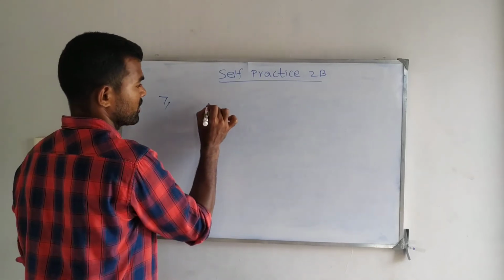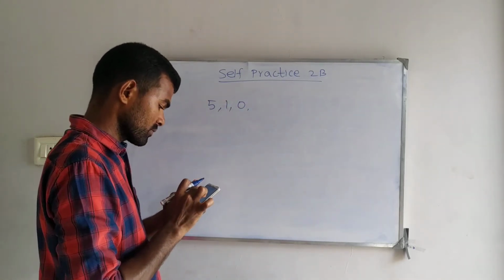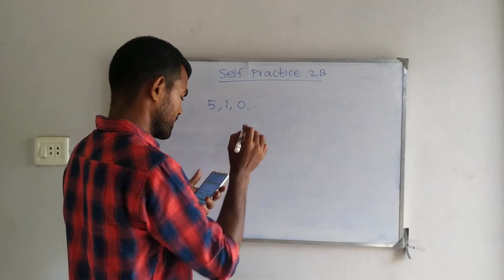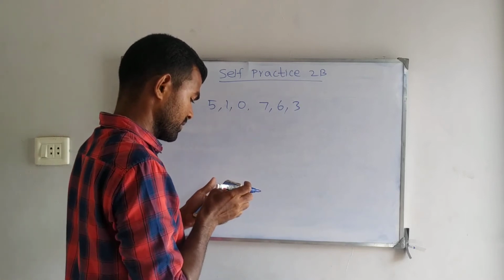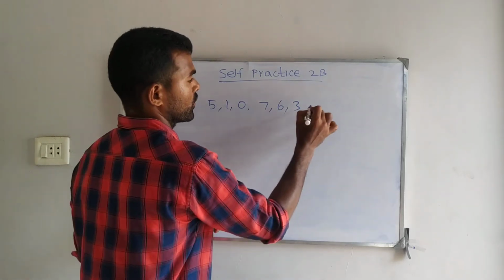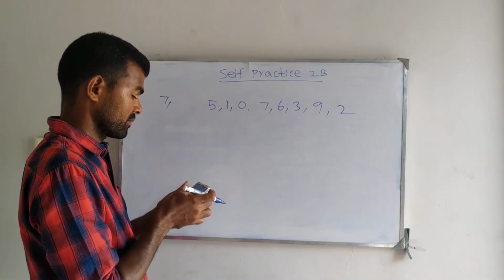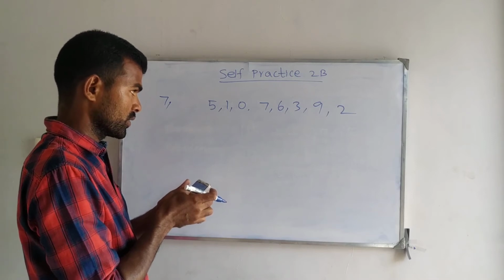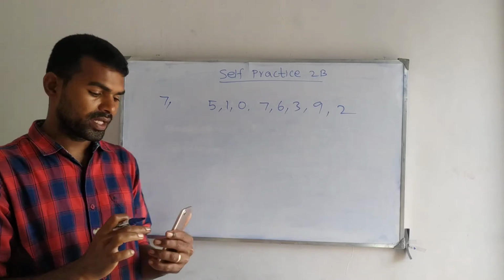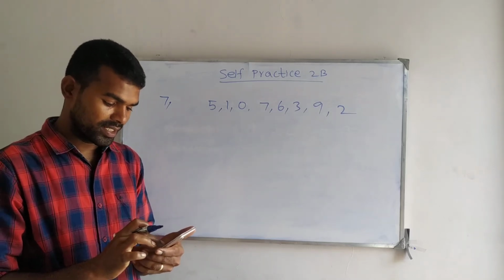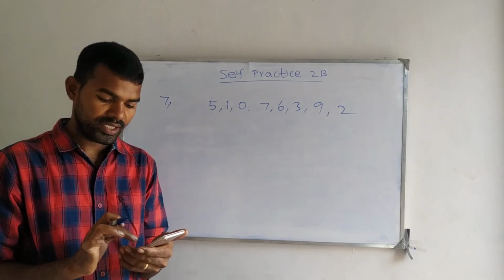5, 1, 0, 7, 6, 3, 9 and 2. This is the given number, 5107639. You have to form the greatest number. What is the greatest number we are going to form? Write the largest number formed by using each digit. Okay.